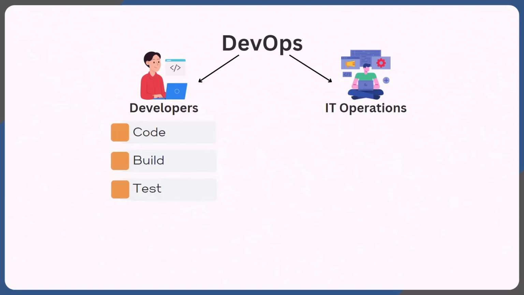On the other hand, IT Ops team would have a different set of responsibilities. They are responsible for deploying the application on the staging or the production environment so that the application can now be used by the customer or the end user.